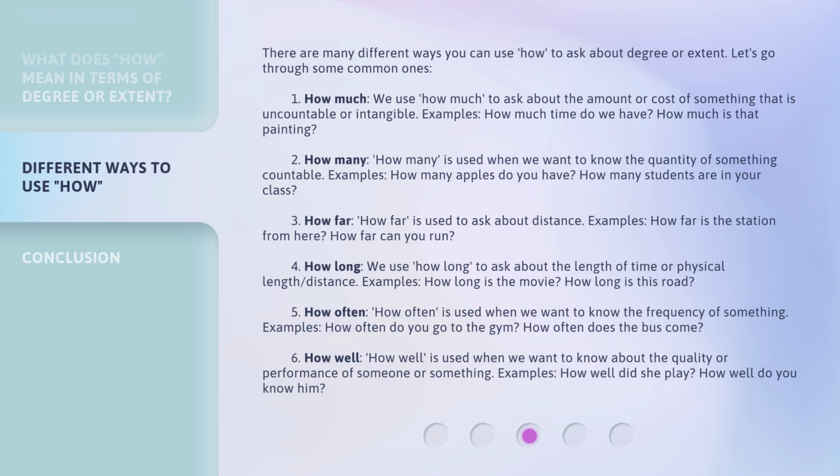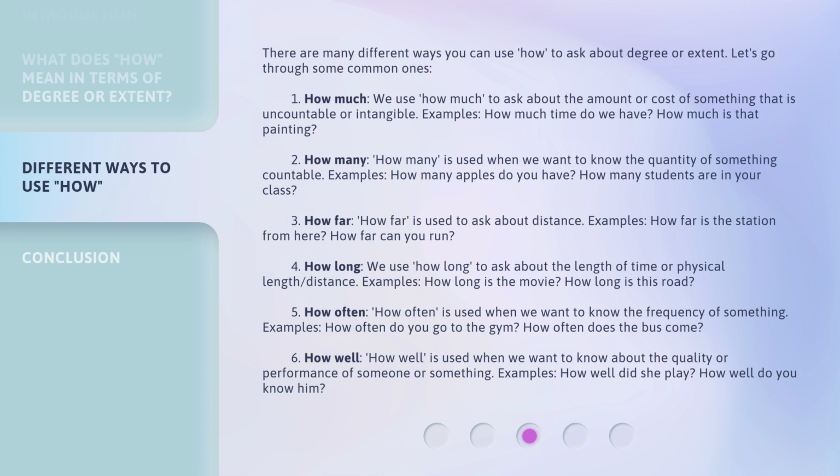4. How long? We use how long to ask about the length of time or physical length, distance. Examples: How long is the movie? How long is this road? 5. How often? How often is used when we want to know the frequency of something. Examples: How often do you go to the gym? How often does the bus come?